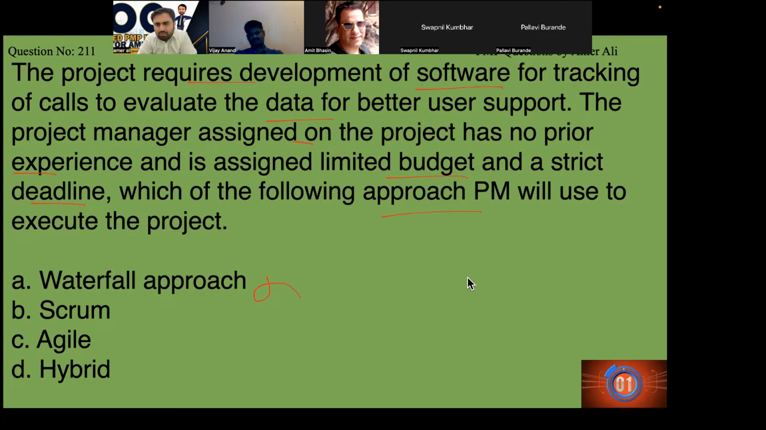Not at all, not predictive. Yeah. Gupta, why did you put predictive? It's not about the deadline. Waterfall cannot be there. We are working on software for tracking calls. So the deadline is strict, but in Agile, we can have a strict deadline. So Scrum alone will not be necessary. It can be, but not necessary. Hybrid, utilizing a combination of two approaches, can hold us that way. So D will be the right answer.